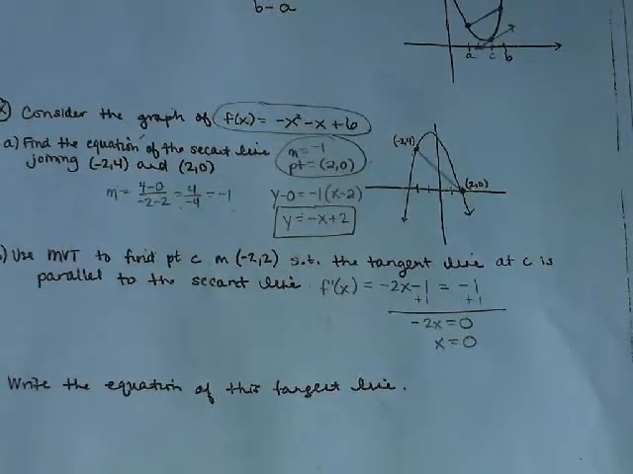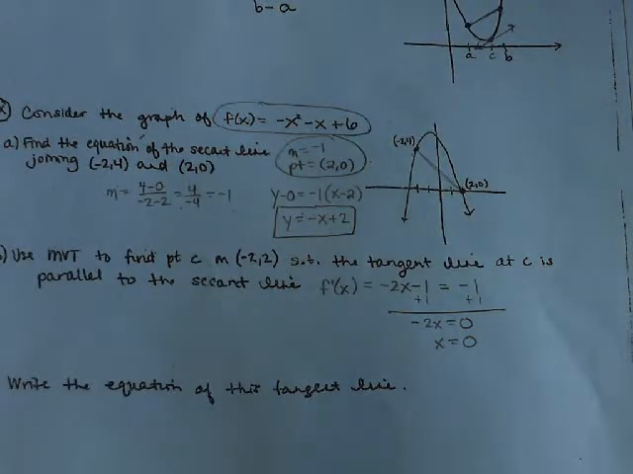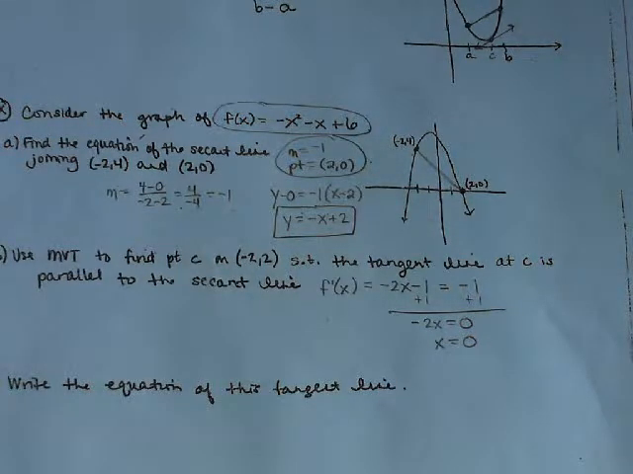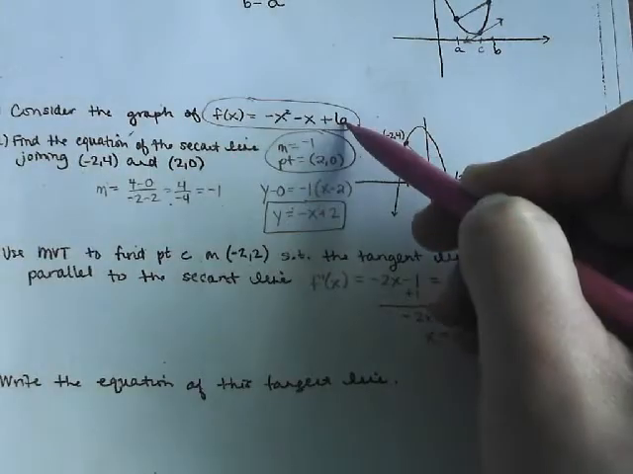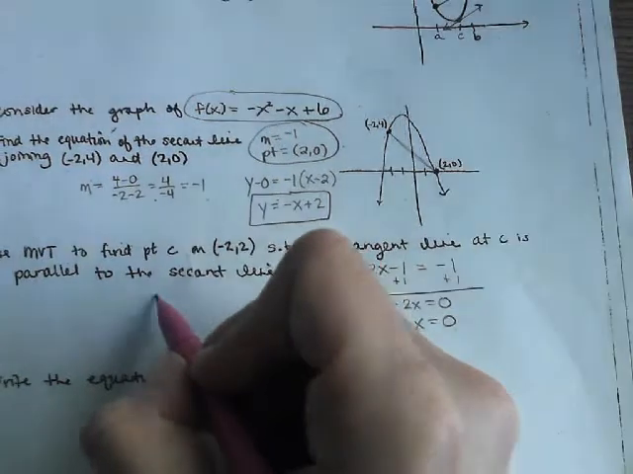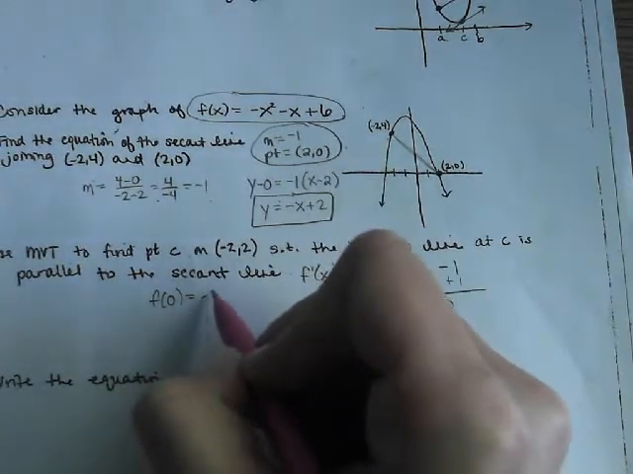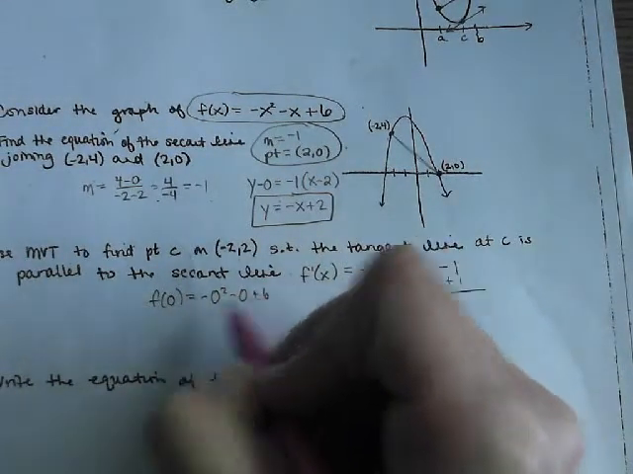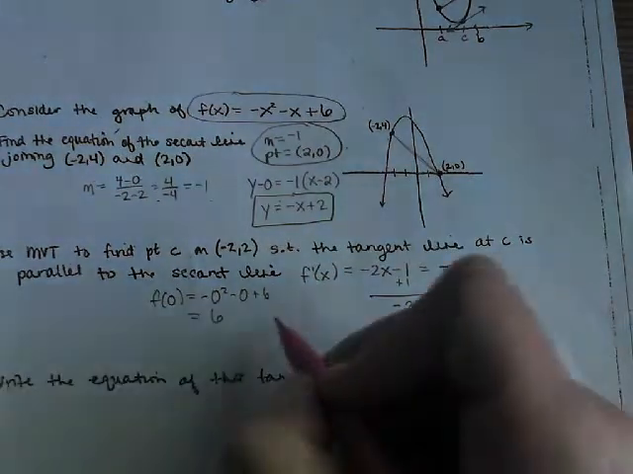But we want the entire point C. Obviously, this is only giving us the x-coordinate. So, Owen, what should we do with that x-coordinate to find the appropriate y-coordinate? Plug it into the original. Good. You want your point to be on the original function. So if we plug in and check out what f of 0 is, we get 6. So the point is 0, 6.